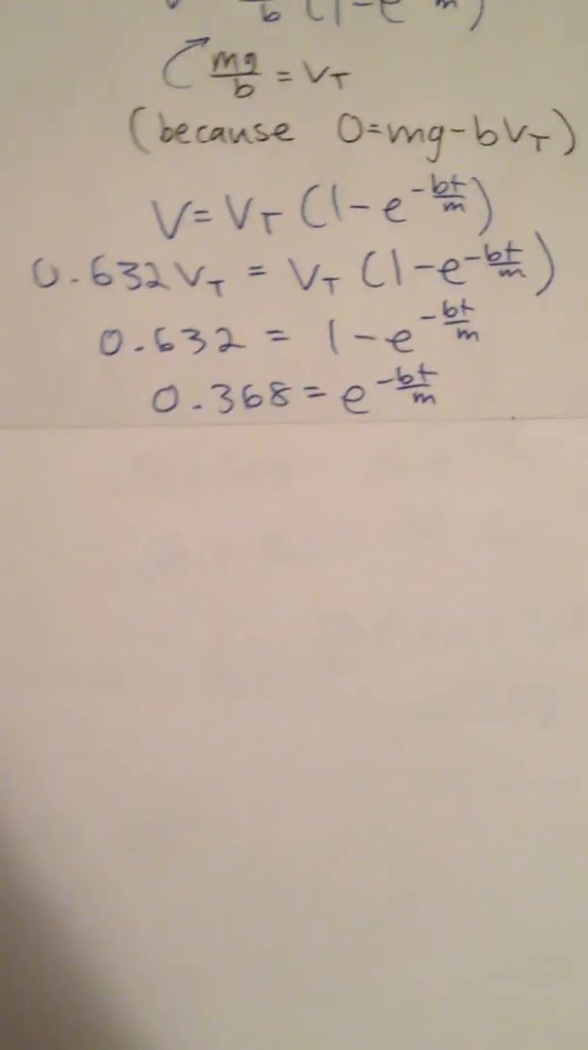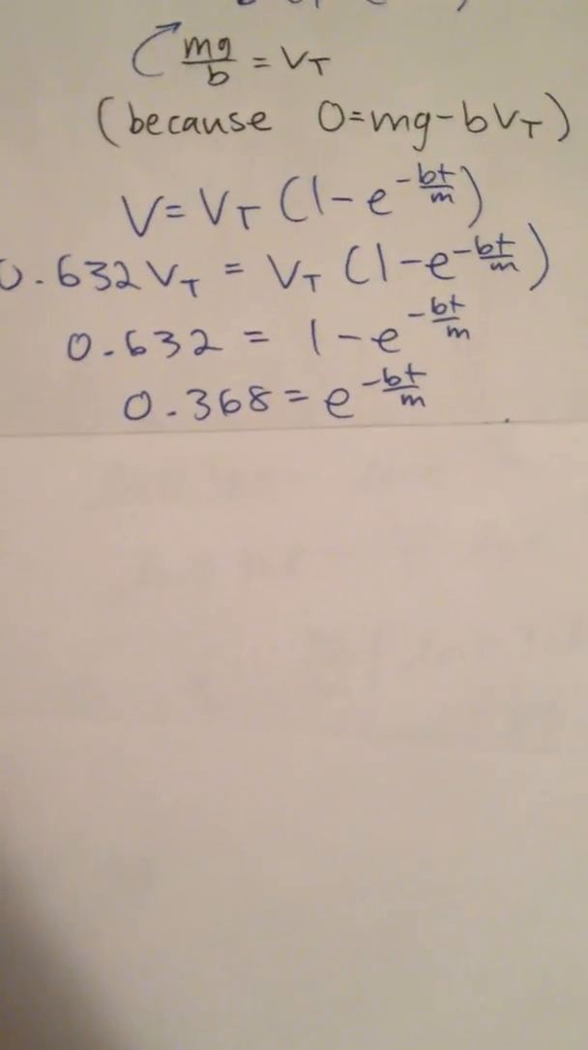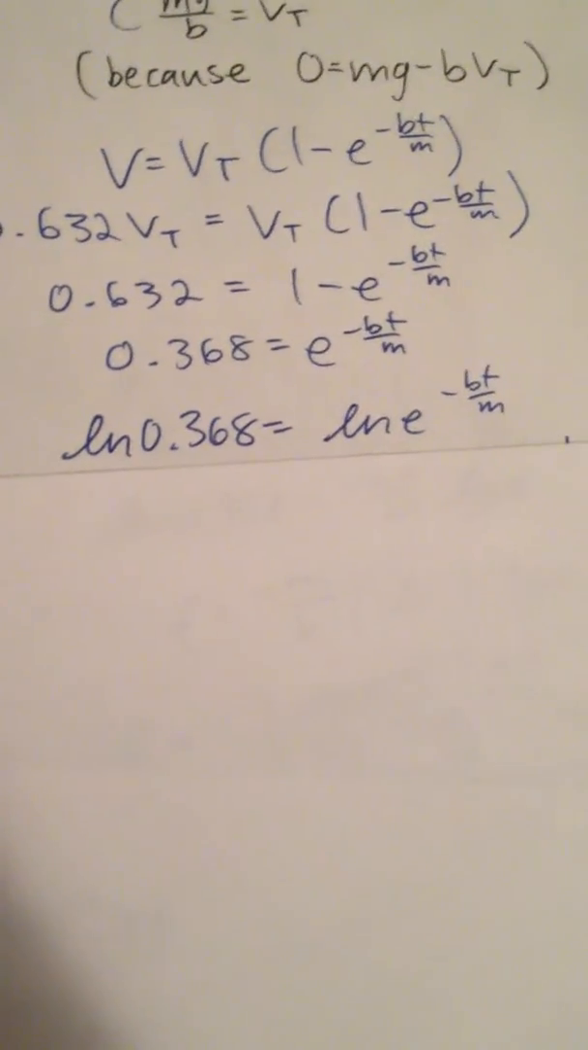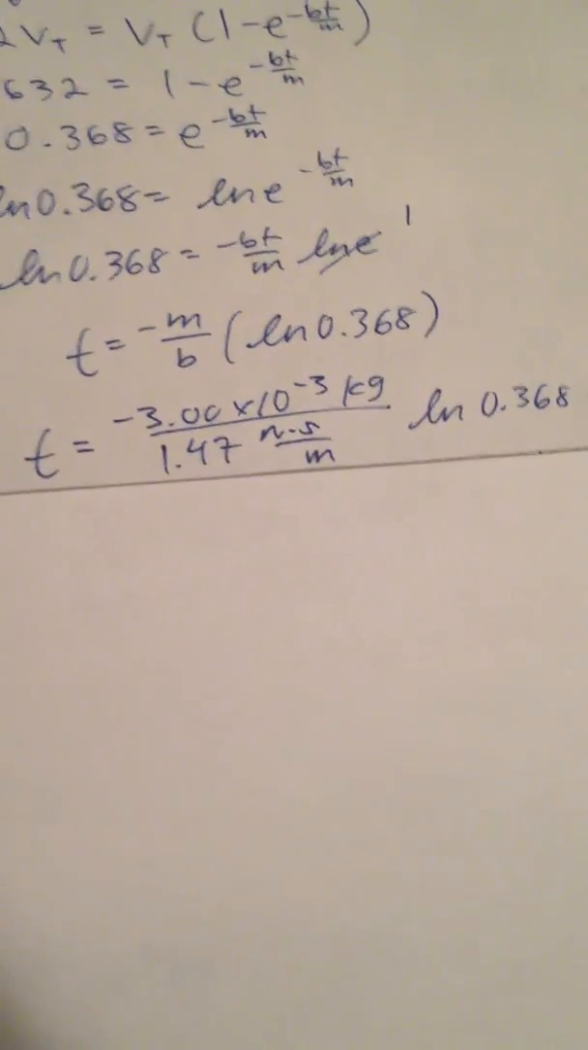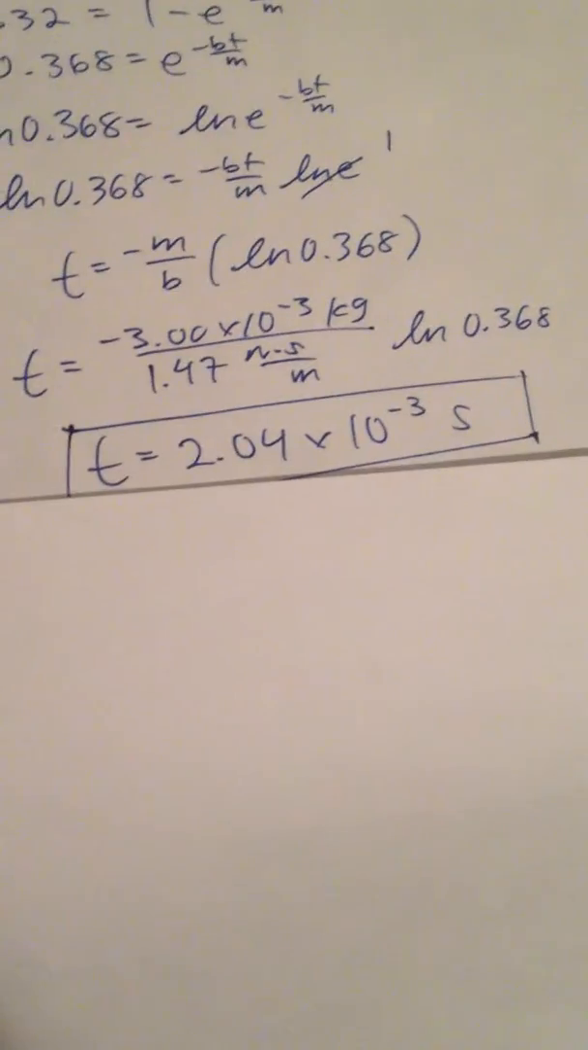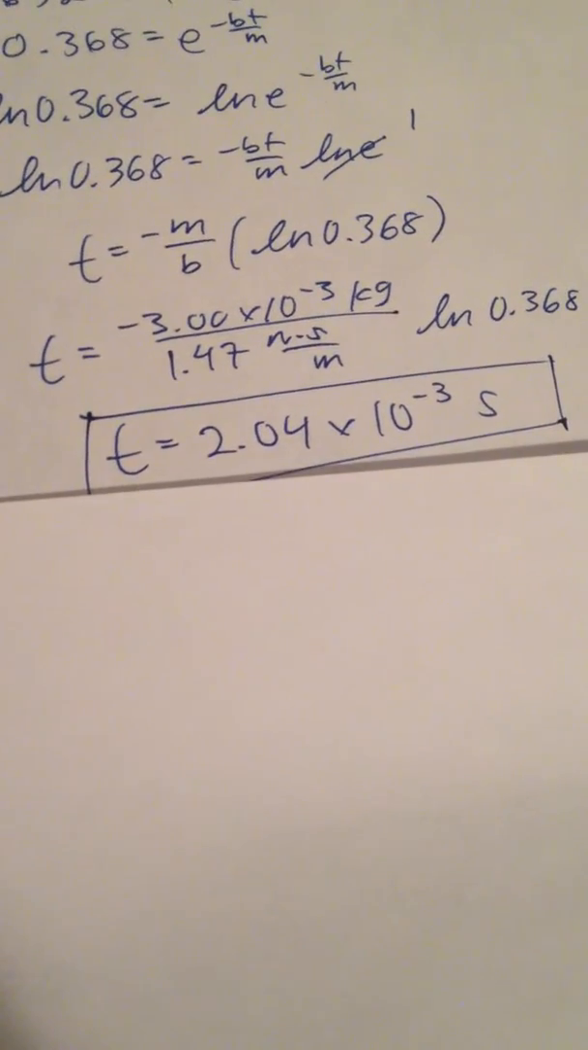And then if you subtract 1 and then divide by negative 1 on both sides, you will get 0.368 equals e to the power. And so we're going to take ln on both sides, and the negative bt over m, that exponent, we can move in front of the coefficient because it's ln. And then ln of e, we can just set equal to 1. So we can move our equation around to solve for t. t equals negative m over b times ln of 0.368. And then we can just plug in our known variables, which is the mass, and then also our constant b. And when we solve for it, we get time equals 2.04 times 10 to the negative third seconds.